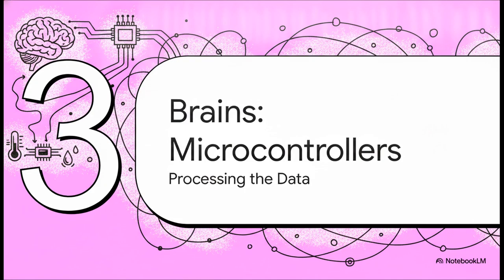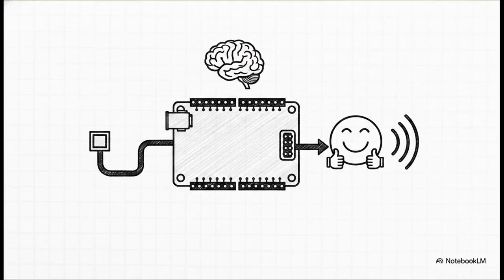Section 3, the brains, microcontrollers. A sense of humidity is entirely useless without a brain to process it. That brings us to our microcontrollers. Enter the Arduino Uno. This is your processing powerhouse and one of the most common embedded systems used in beginner projects. To get this running, you just need your Arduino, the DHT11, a breadboard, some jumper wires, a USB cable, and the Arduino IDE software on your computer.